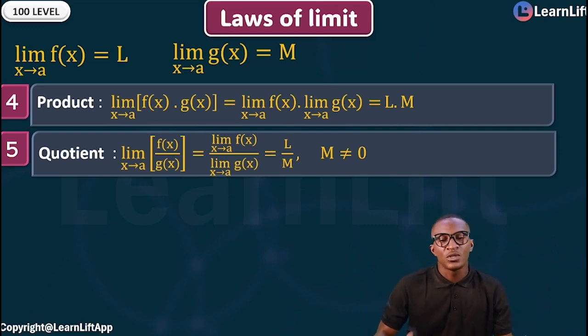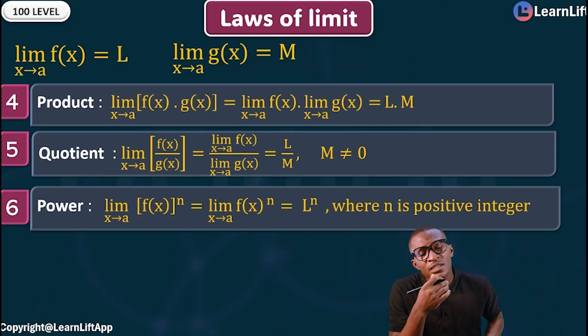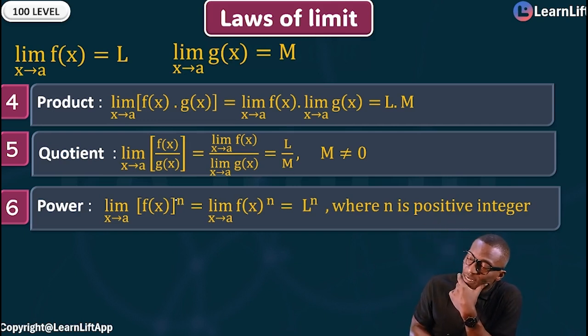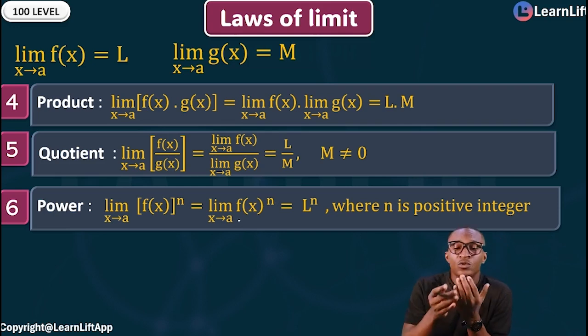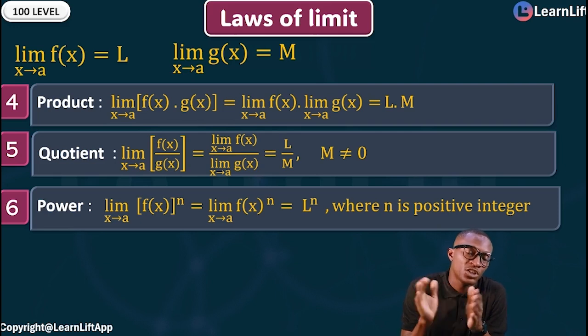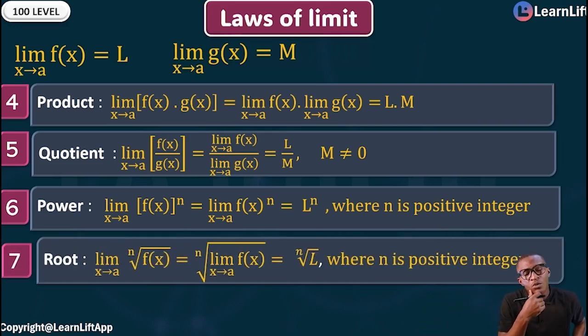So the limit of the product is the product of the limit. Now, the sixth thing we're going to talk about is the power. So if we have lim f of x as x approaches a, this is lim f of x raised to power n as x approaches a, or L raised to power n, where n is a positive integer.